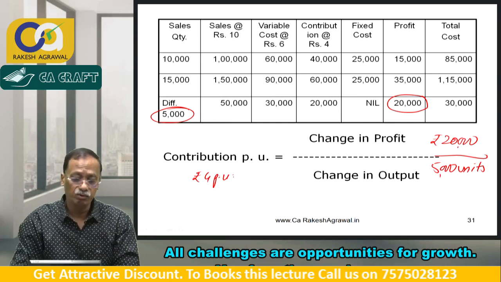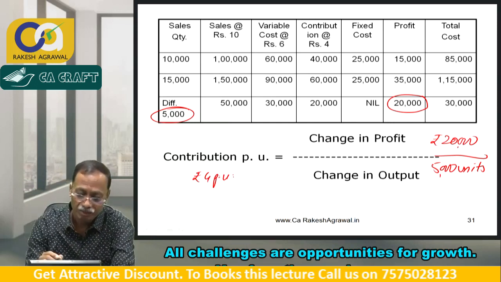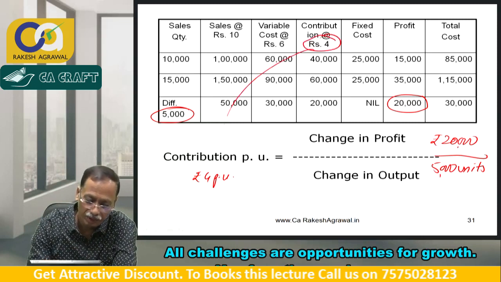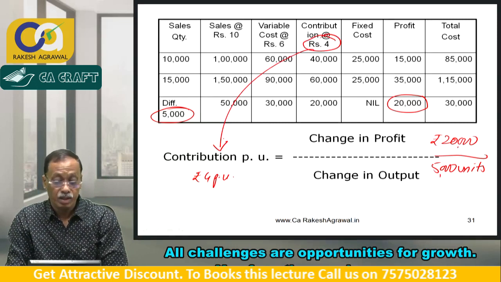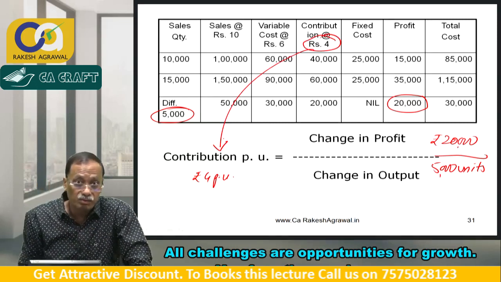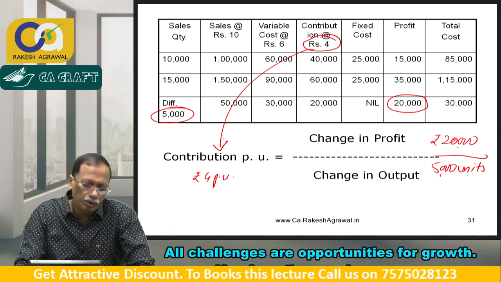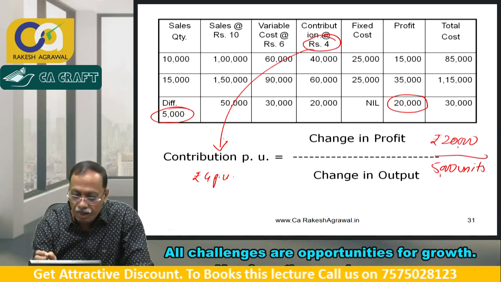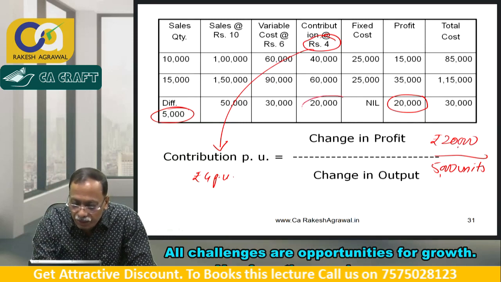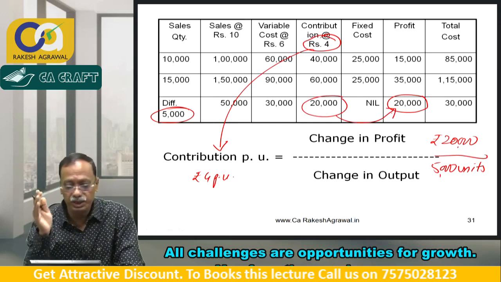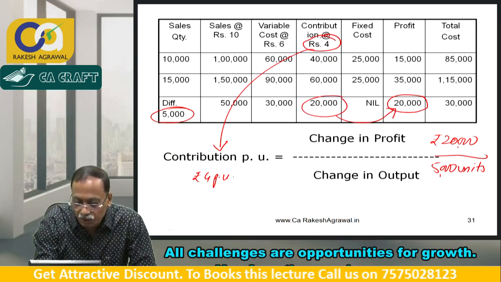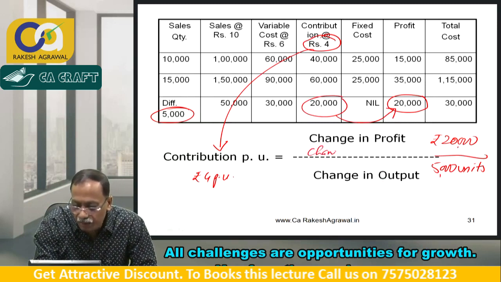Now we have to check whether 4 per unit is the contribution per unit or not. So my dear friends, this 4 per unit is the contribution per unit. So it tallies. Correct? Now let's understand how this formula works. How does change in profit upon change in output give you contribution per unit? This change in contribution and change in profit is one and the same. I repeat, change in contribution and change in profit is the same. So this change in profit, for the time being, is change in contribution.